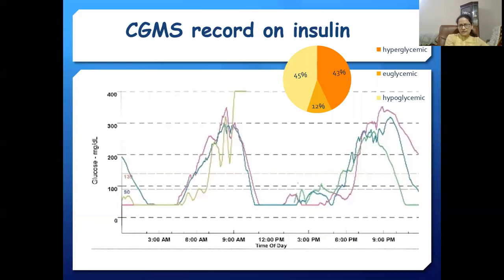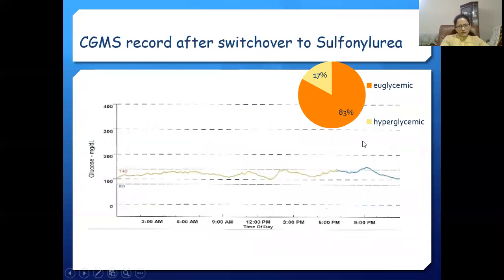This is interesting. This is the baby's CGM record on insulin, and as we can see, she was euglycemic only for 12% of the time, and most of the time she was in hypo or hyperglycemia. And this slide shows her CGM record after she was successfully transitioned to sulfonylurea. That's the beauty, because it mimics the natural insulin release by the pancreatic beta cells. So there is hardly any hypo or hyperglycemia.